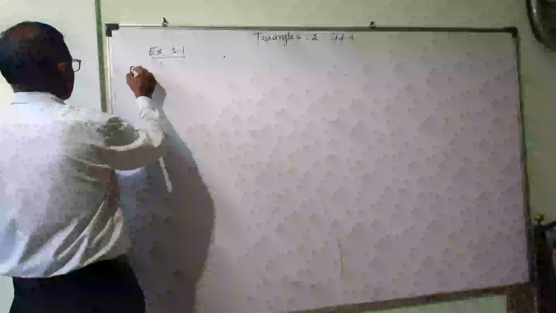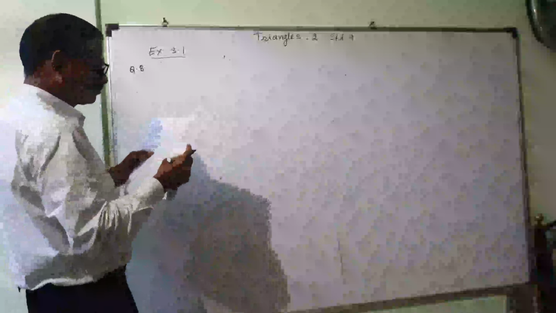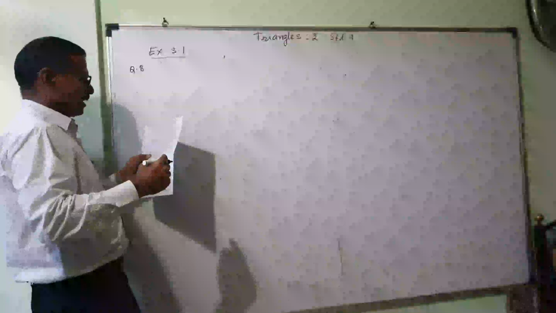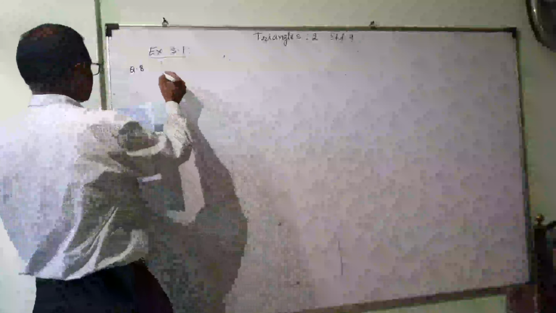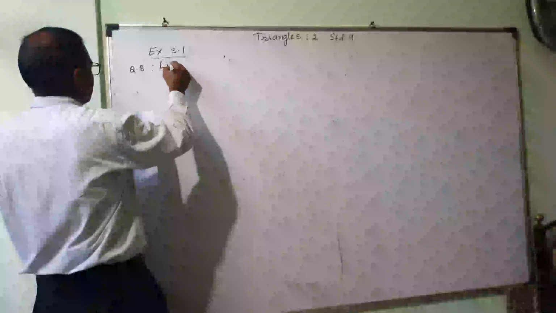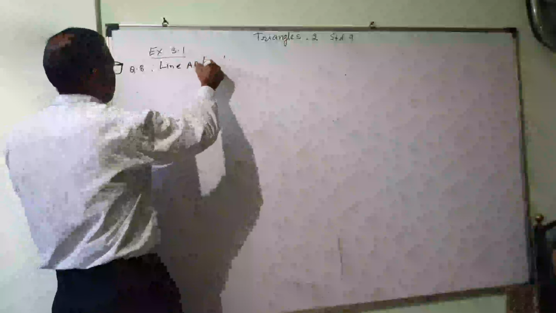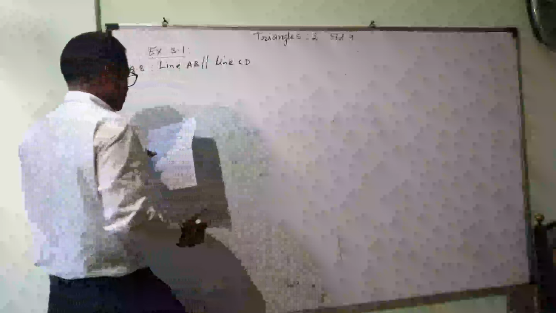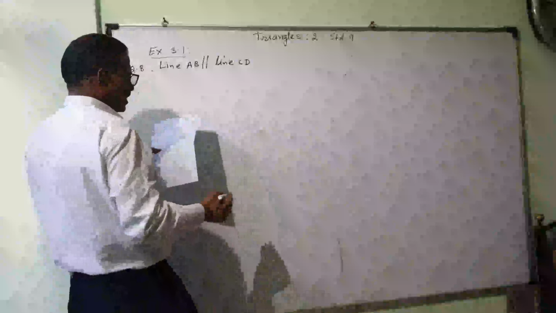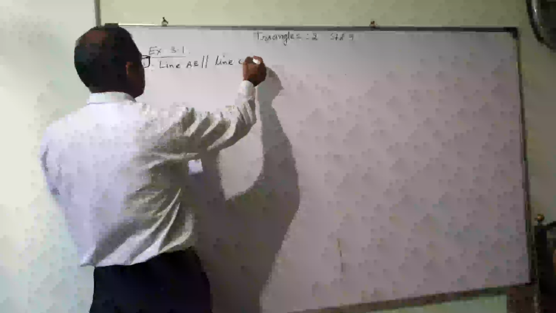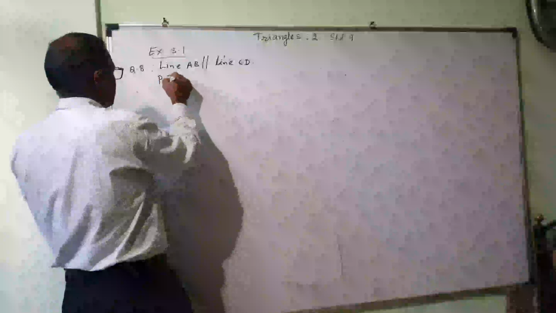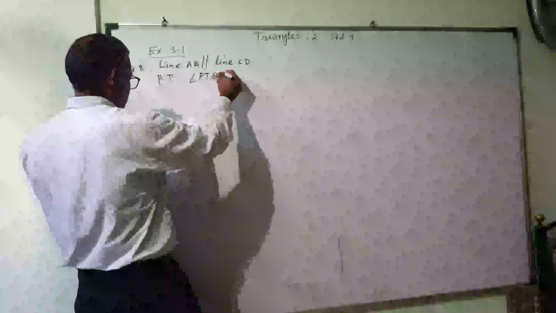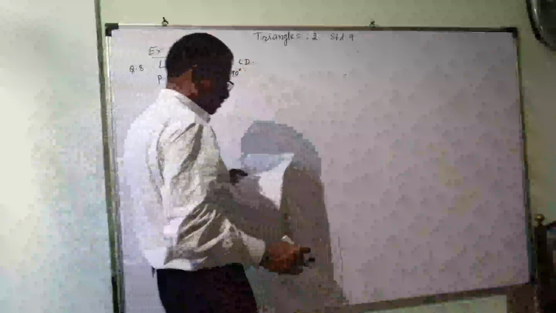Question 8. In question 8, line AB is parallel to line CD. All other information is given. Prove that angle PTQ is equal to 90 degrees. This I have to prove.